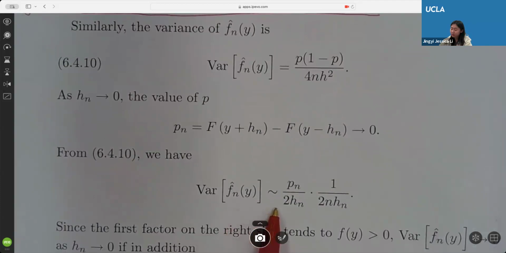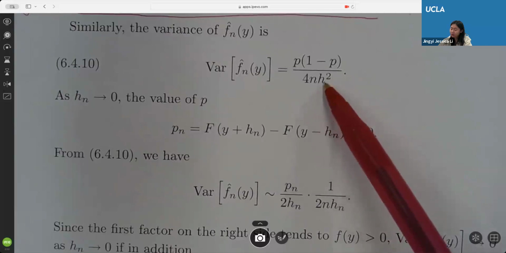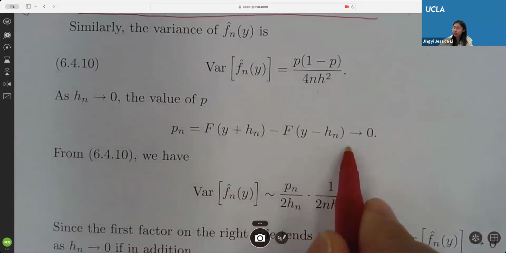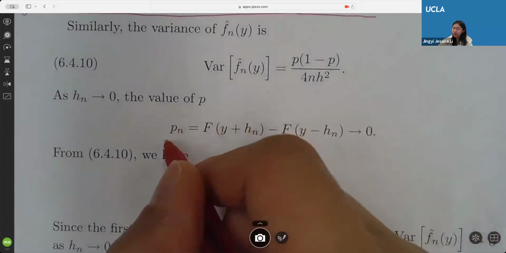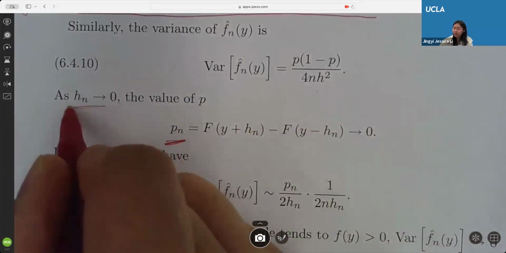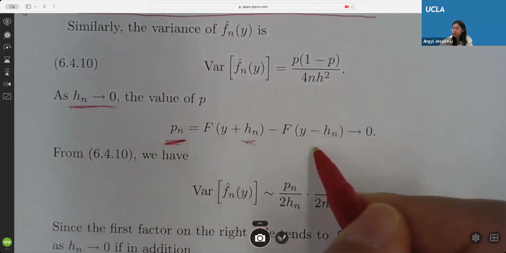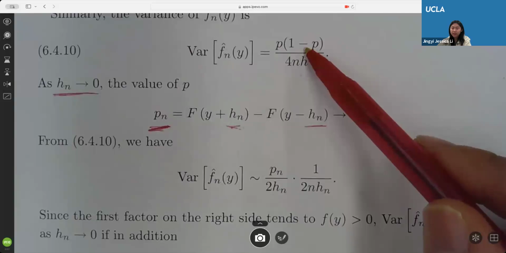For this one, let's look at this. So given this variance, if we specify this difference in the interval or the probability in the interval as Pn, we are given the sequence n to make sure Hn goes down to 0, so that the corresponding P becomes Pn and it goes down to 0. The interval length is going down to 0. So then we put this Pn here.